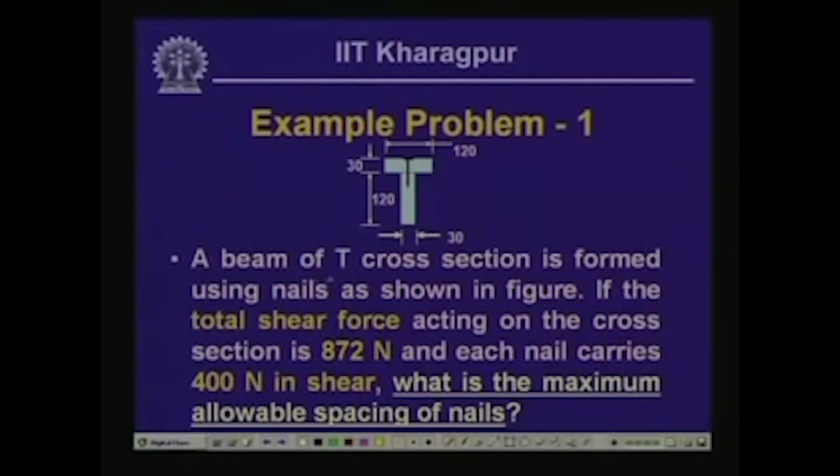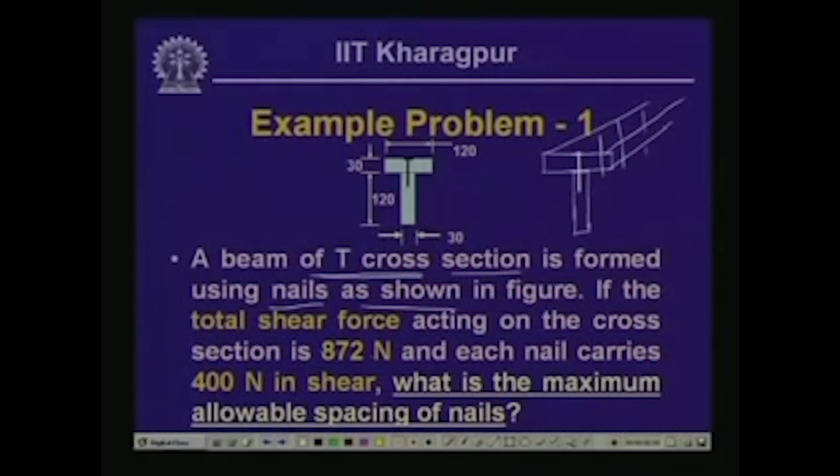Now, if you remember, a beam of T cross section is formed using nails as shown in the figure. Here there are two rectangular components, one horizontal and one vertical, and these two separate units are joined together by providing nails along the length of the beam, and the nails are provided at an interval.